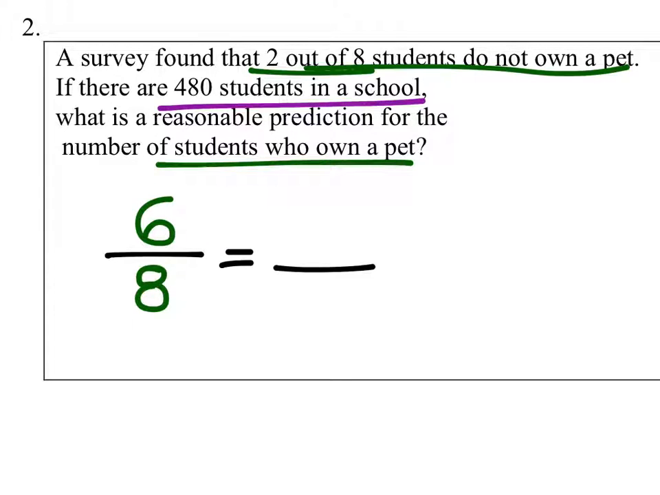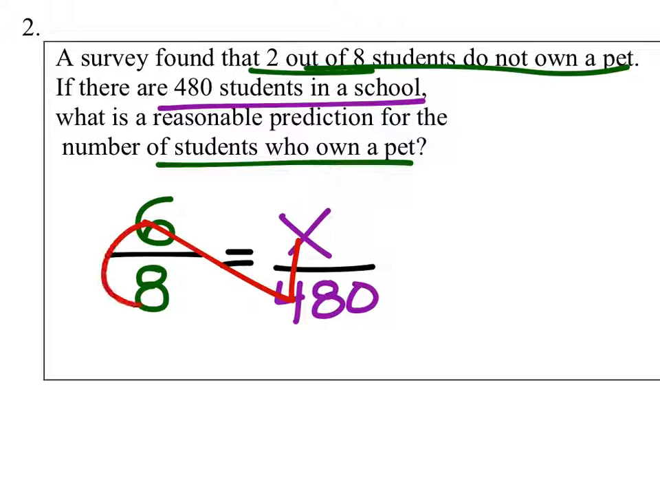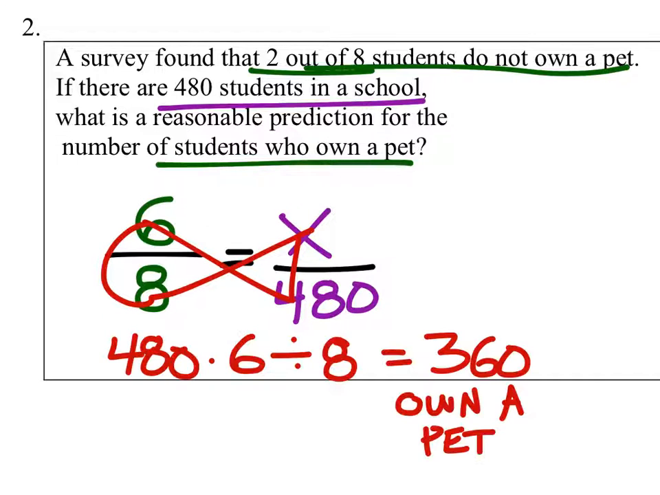If there are 480 students in a school, so it's 6 out of 8 total. 480 is the total students in the school, so we'll just fill in 480 right here. Throw on an X right here. Then we're looking at fish method again. So we'll start with the X, go down to 480 times 6 divided by 8 is the X. So out of the 480 students, we would expect somewhere around 360 of the students to own a pet.